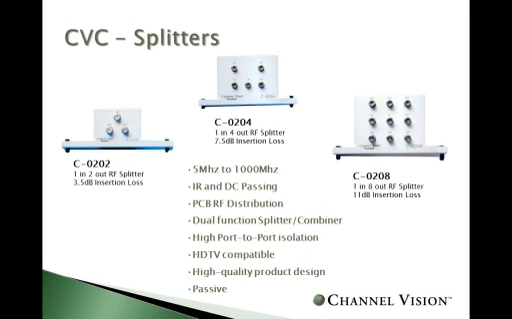Taking a closer look at Channel Vision Central in the splitter category, all of Channel Vision splitters are 5 megahertz to 1,000 megahertz, offering 1 gig passing. All the Channel Vision splitters are IR and DC passing. This is a very important feature when doing modulation, IR distribution, or video distribution for that matter, ensuring that you have a high-quality splitter that is IR and DC passing. The PCB RF distribution design, which our circuit boards are utilizing inside our splitters, does enable us to have some of the lowest audible noise in the industry, with dual functionality and port-to-port isolation, being compatible with HDTV, digital TV, and the like. It certainly offers you a high-quality product design that is available in a passive solution from 2, 3, 4, 6, 8, up to 16 way of distribution.